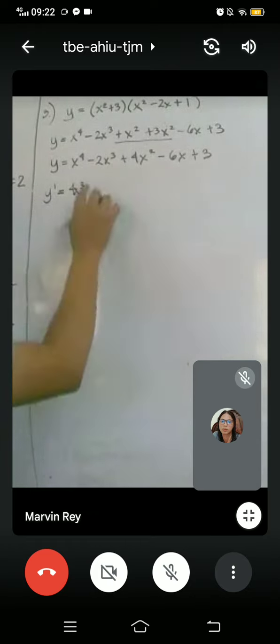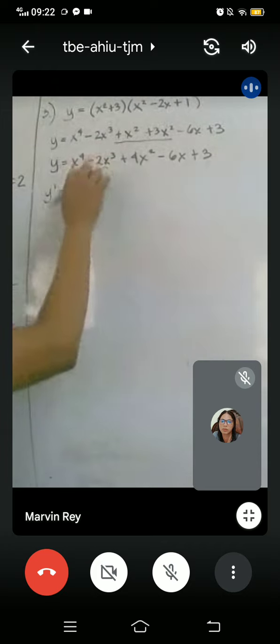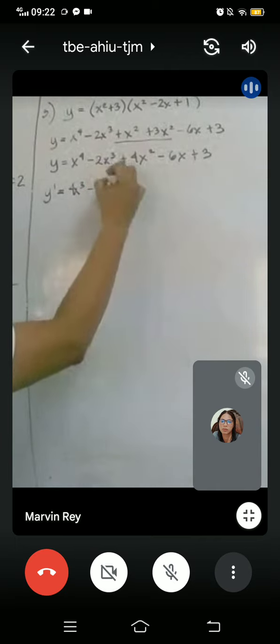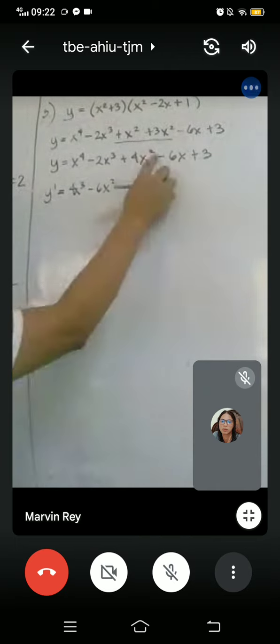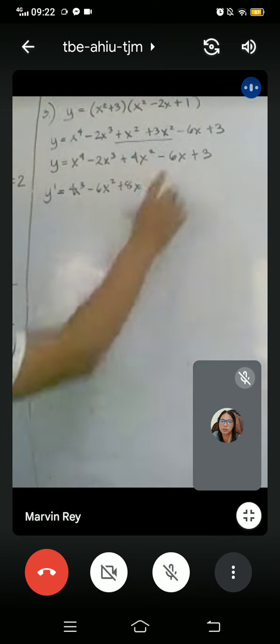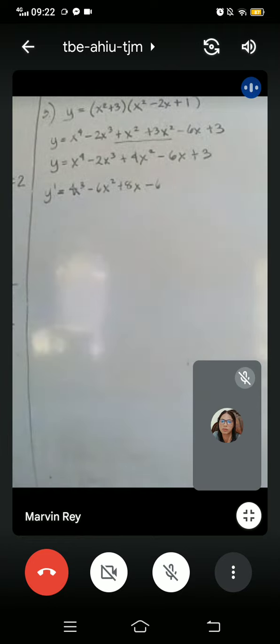4x cubed. So 4 times 1 is 4. Minus 1 is 3 na siya. 3 times negative 2, negative 6x. Kung ang isa, squared na lang. Okay? 2 times 4 is positive 8x. Kung ang isa, 1 na lang. Then 1 times negative 6, so negative 6. 1 minus 1, 0. X to the power of 0 is just equal to 1. So 6 na. So derivative of 3 is just 0.